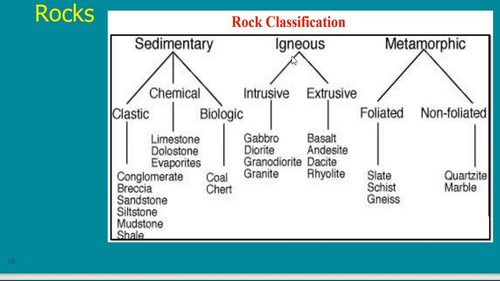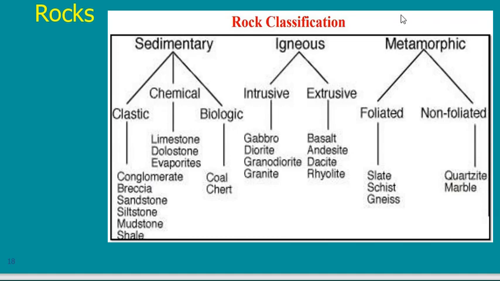So igneous rocks are either intrusive or extrusive. What is intrusive and extrusive? Intrusive means that the cooling happened below ground. Extrusive means that the cooling happened on top of the ground.